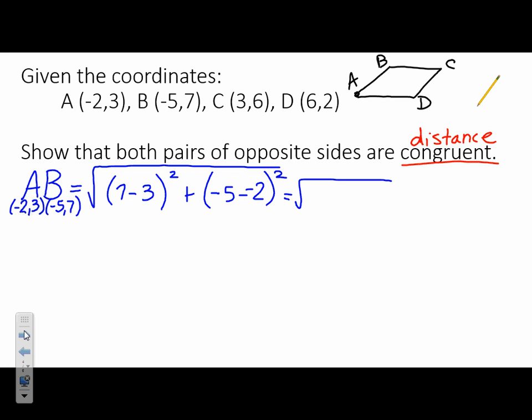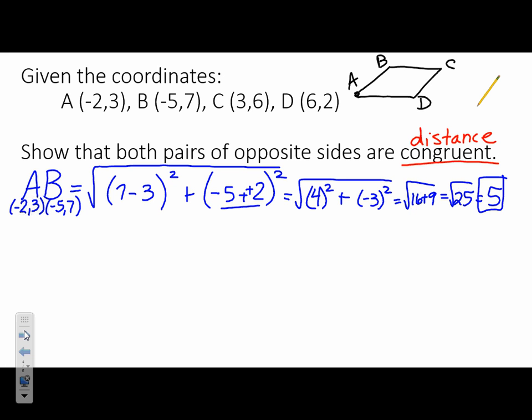7 minus 3 is 4. I have 4 squared. 2 negatives make a positive there, negative 3 squared. So what I have is the square root of 16 plus 9. That's the square root of 25, ladies and gentlemen. And that is 5. So the length from A to B is 5.